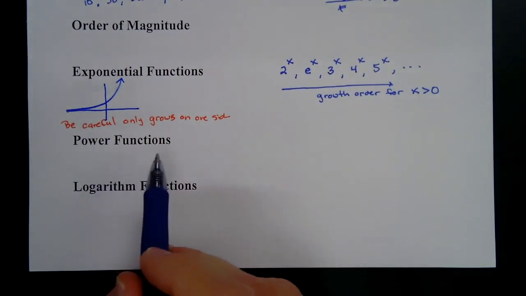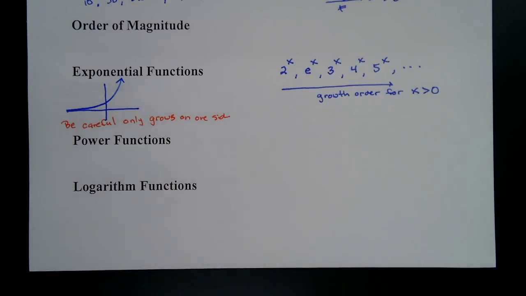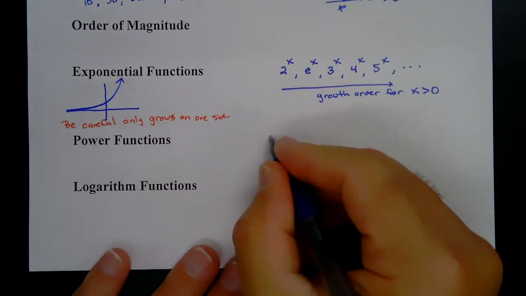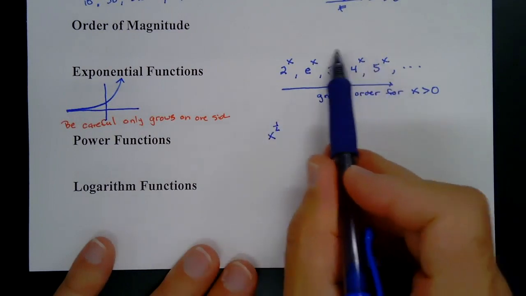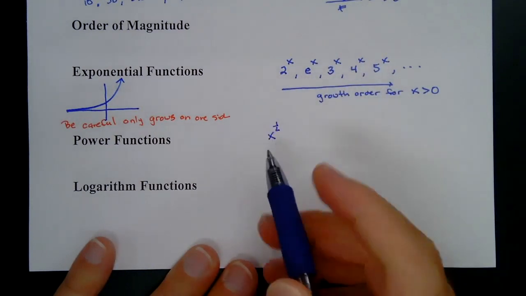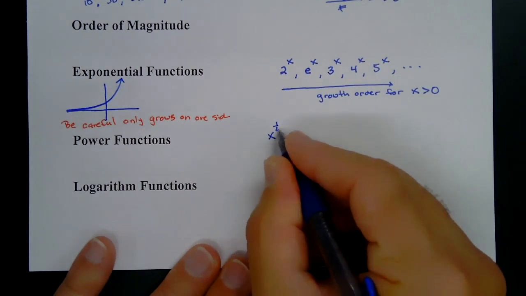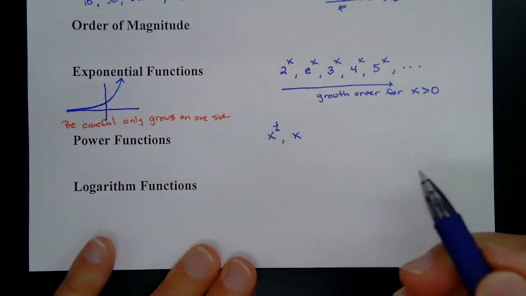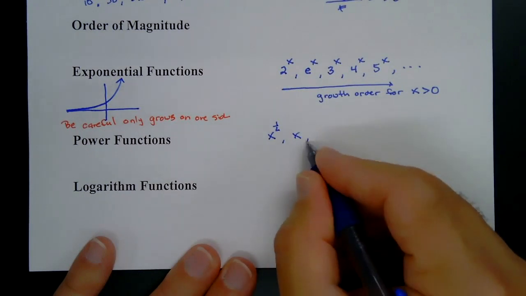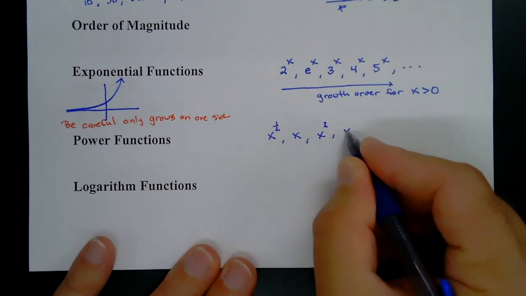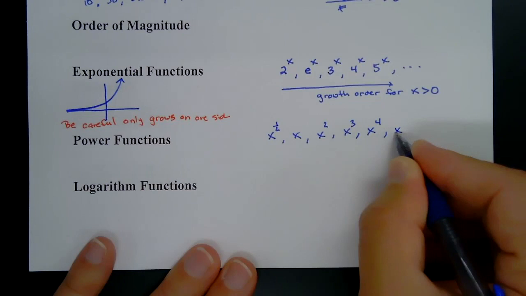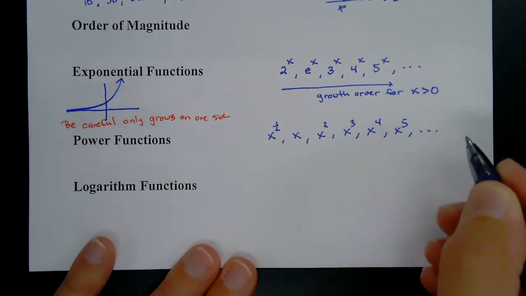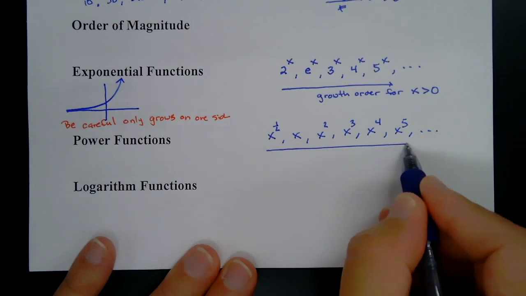All right. The next type of function we need to look at is power functions, where you have the base x raised to a number power. All of these exponentials grow faster than a power function, okay? So x would grow faster than x to the 1/2 because it's a higher power. Then x squared, x cubed, x to the 4th, x to the 5th, and so on. Going this way is the growth order.